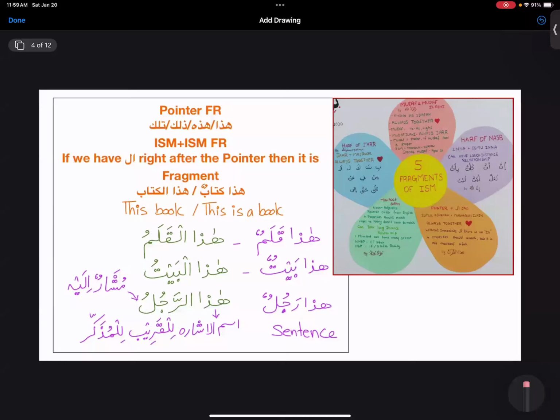Next, we are going to talk about pointer fragments. How many pointers do we know so far? Haza, hazihi, and then we learned the plural one, haulai. These are ismul ishara lil kareeb.